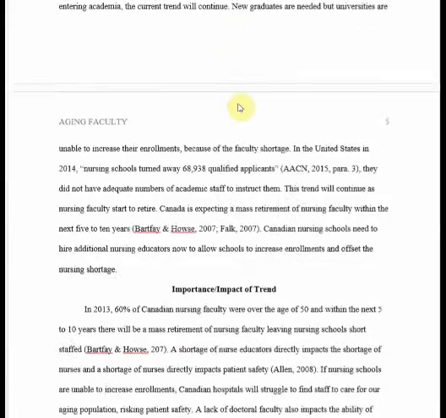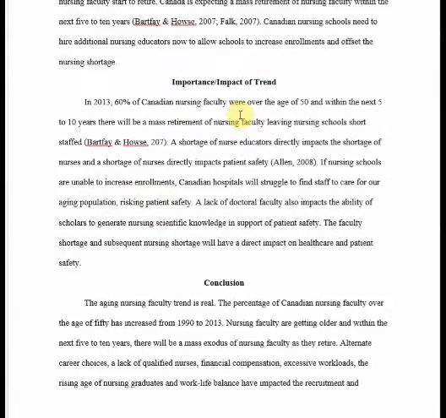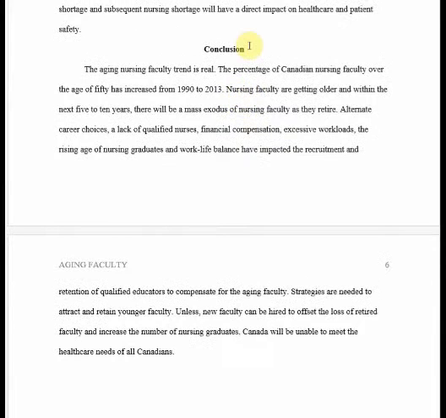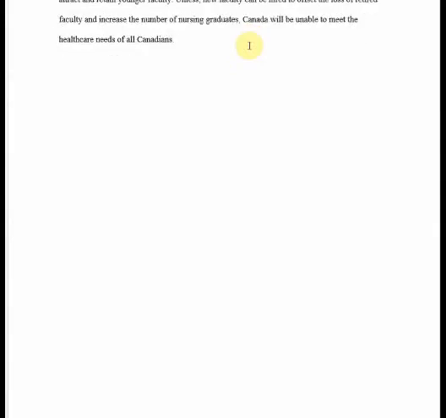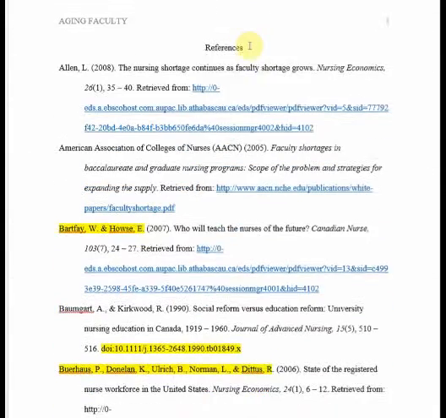And I'm just going to keep it down, still going back to first level. My conclusion, again, is titled with conclusion in the center of the page in bold. And this basically just wraps up everything I talked about in my paper in a nice little package. And the last page I want to show you is my reference page.